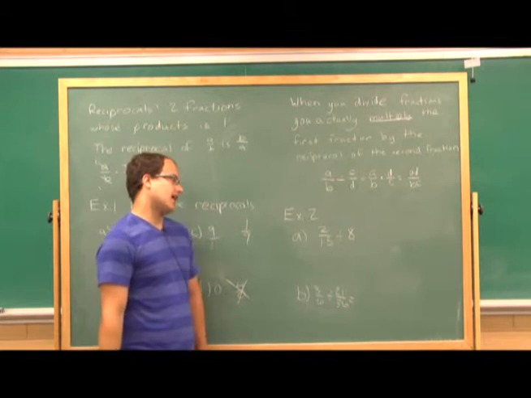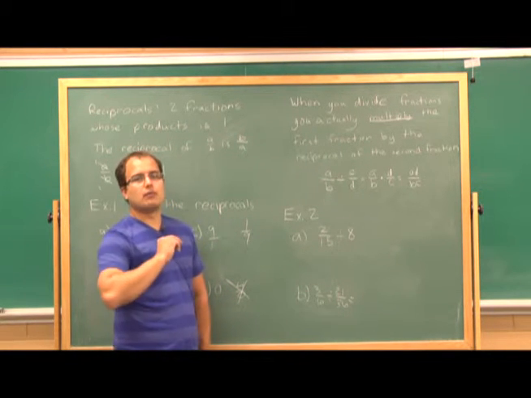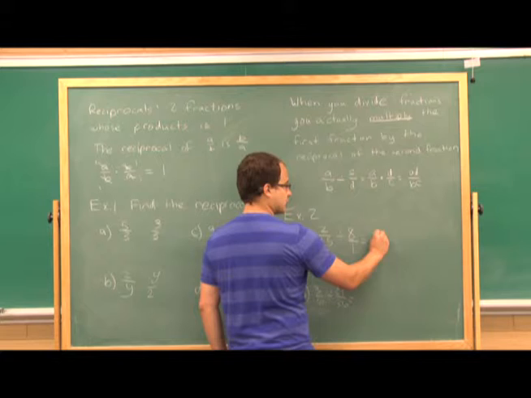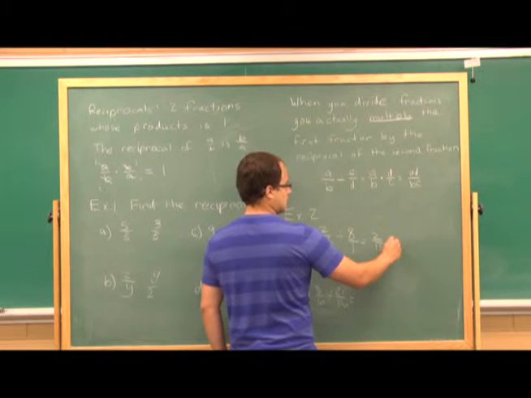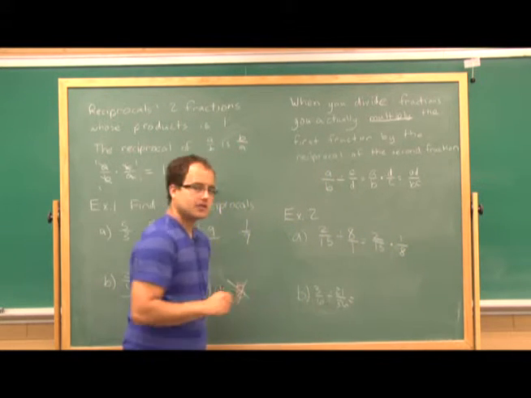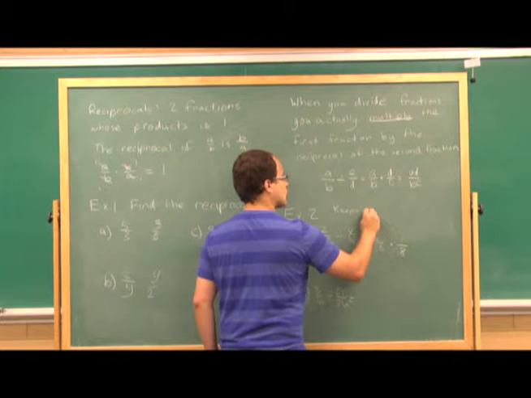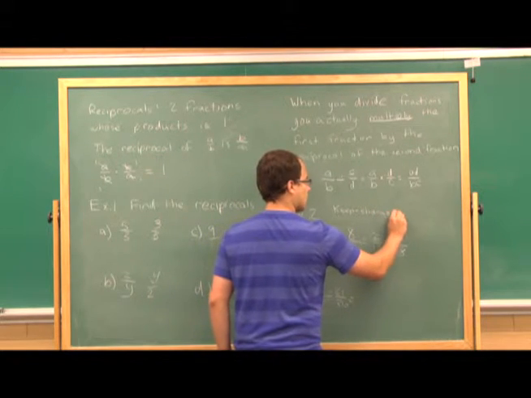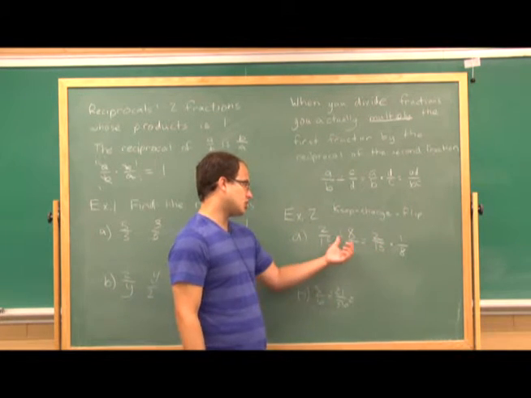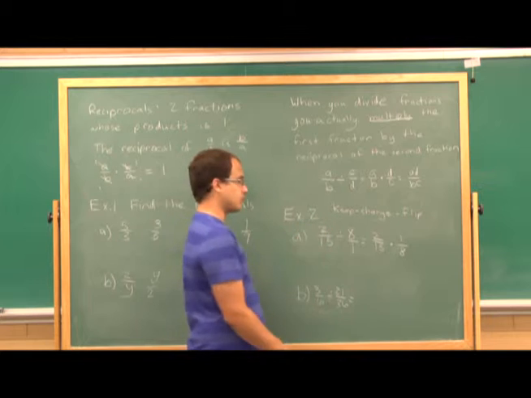So example 2 is divide. So 2/15 divided by 8. When I'm working with fractions, I will make all whole numbers a fraction. So again, when I'm dividing, it's the first fraction multiplied by the second fraction. Another way people memorize this is keep, change, flip. So I keep the first fraction the same, I change the division to multiplication, and I flip the second fraction. And now you go through the multiplication.